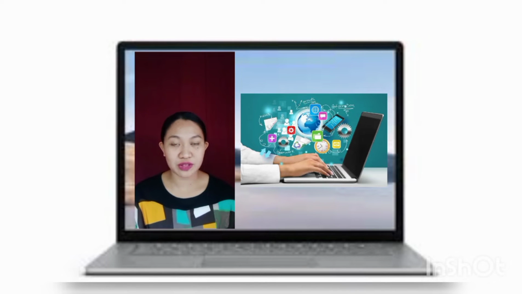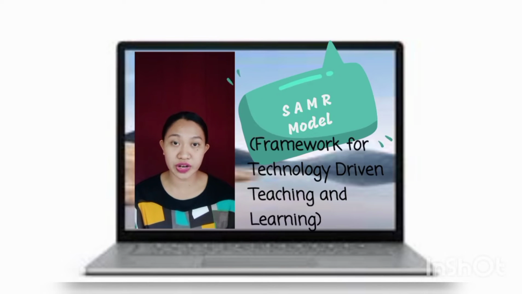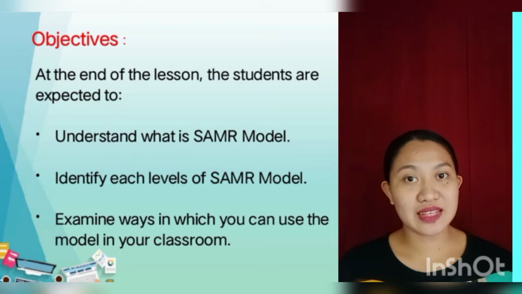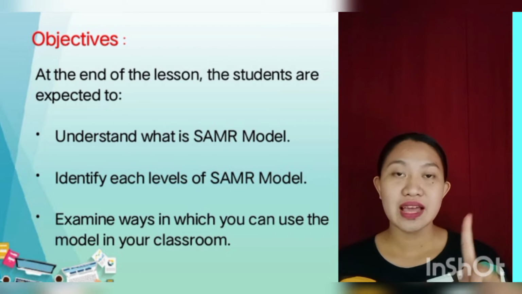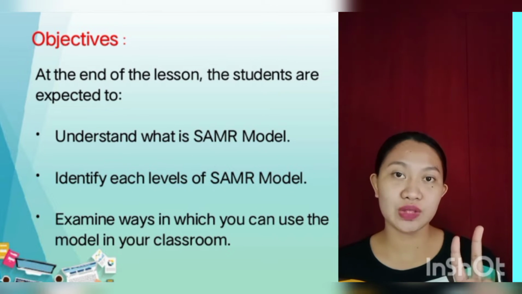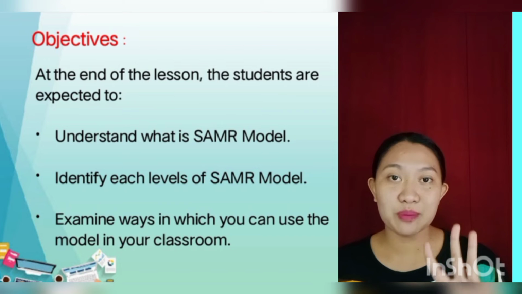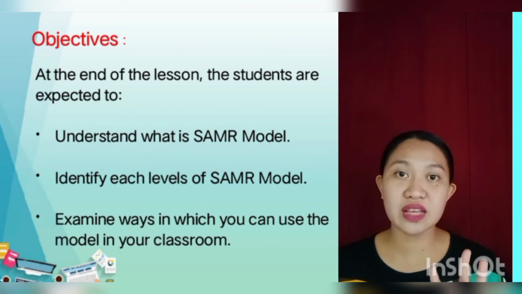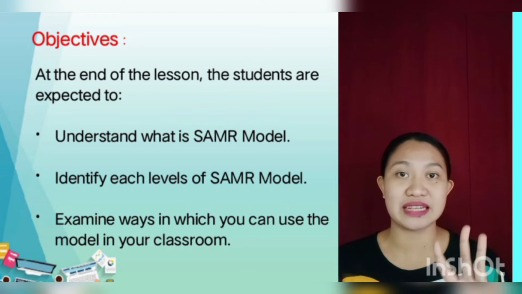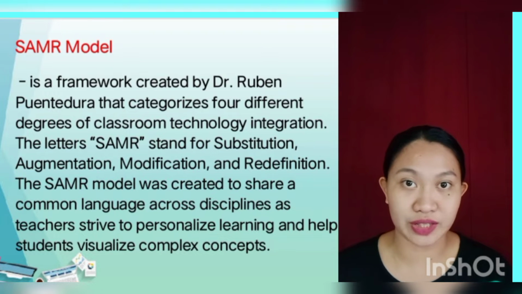Relating to the advancement of technology, now let's discuss the SAMR model, or the framework for technology-driven teaching and learning. So as for the objectives, at the end of the lesson, students are expected, first, to understand what the SAMR model is. Number 2 is to identify what the 4 levels of this model are. And number 3, to examine the ways in which they can use the SAMR model in the classroom.